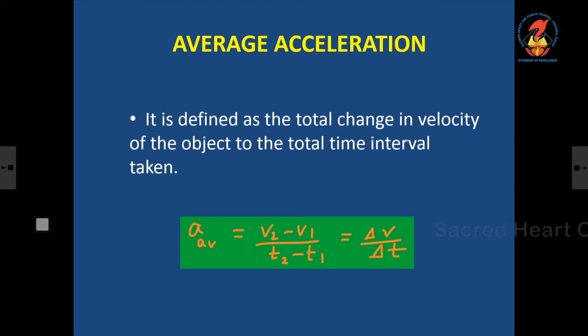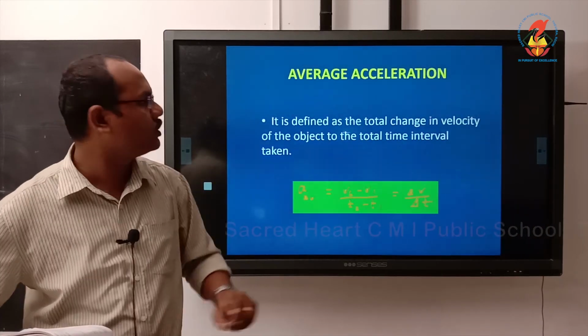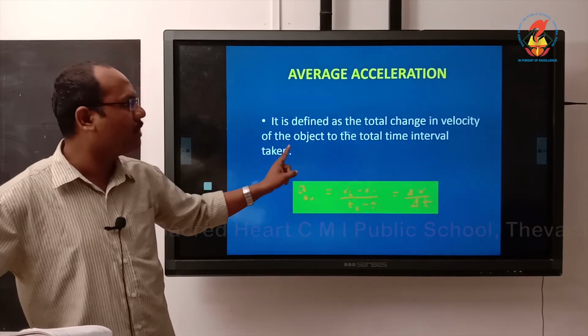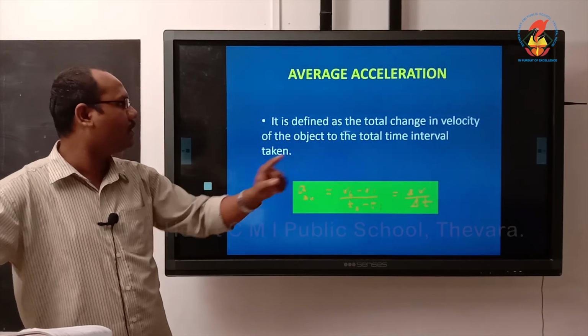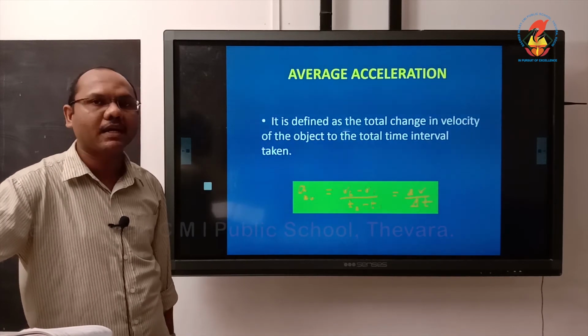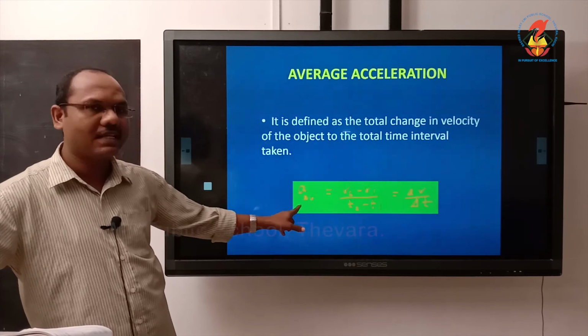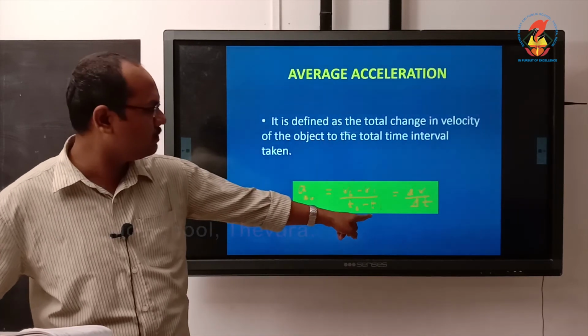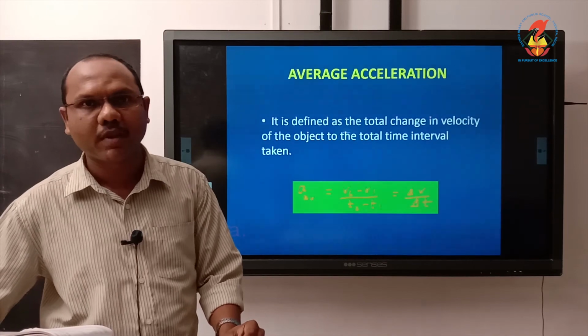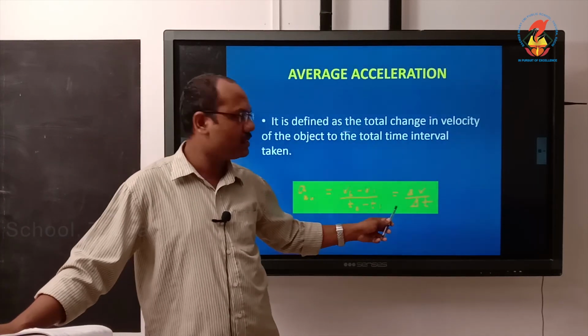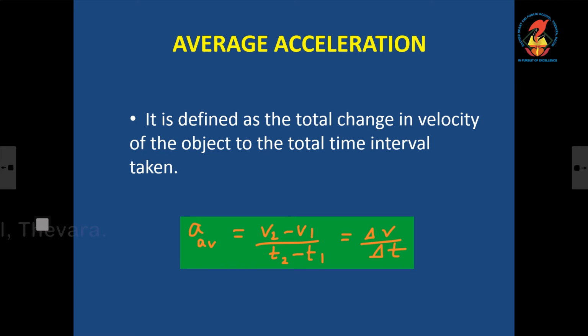And next is average acceleration. If the acceleration is changing, then we will go for average acceleration. Average acceleration is defined as the total change in velocity over the total time taken. So average acceleration is equal to (v2 minus v1) by (t2 minus t1). v2 minus v1 is written as delta v and t2 minus t1 is written as delta t. So average acceleration is delta v by delta t.